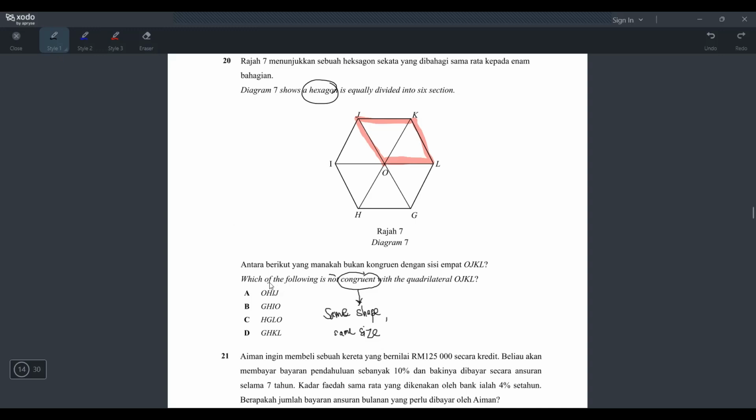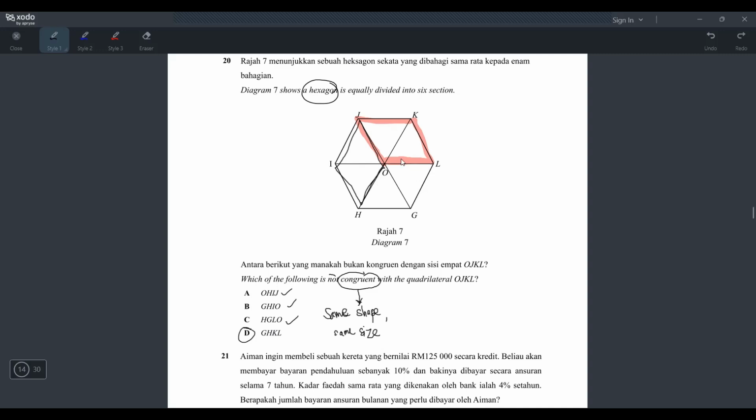Okay, let's see which of the following is not congruent. So let's look at OHIJ. Is this congruent with OJKL? Yes. If you look at this, they are the same size. They consist of two triangles that are congruent. They are same shape, same size. So this is congruent. What about GHIO? Yeah, this is also congruent, because if you look at this shape and this shape, they are congruent, right? HGLO is like this. This one also congruent because it's same shape, same size. So the answer must be D already. So D is not congruent.